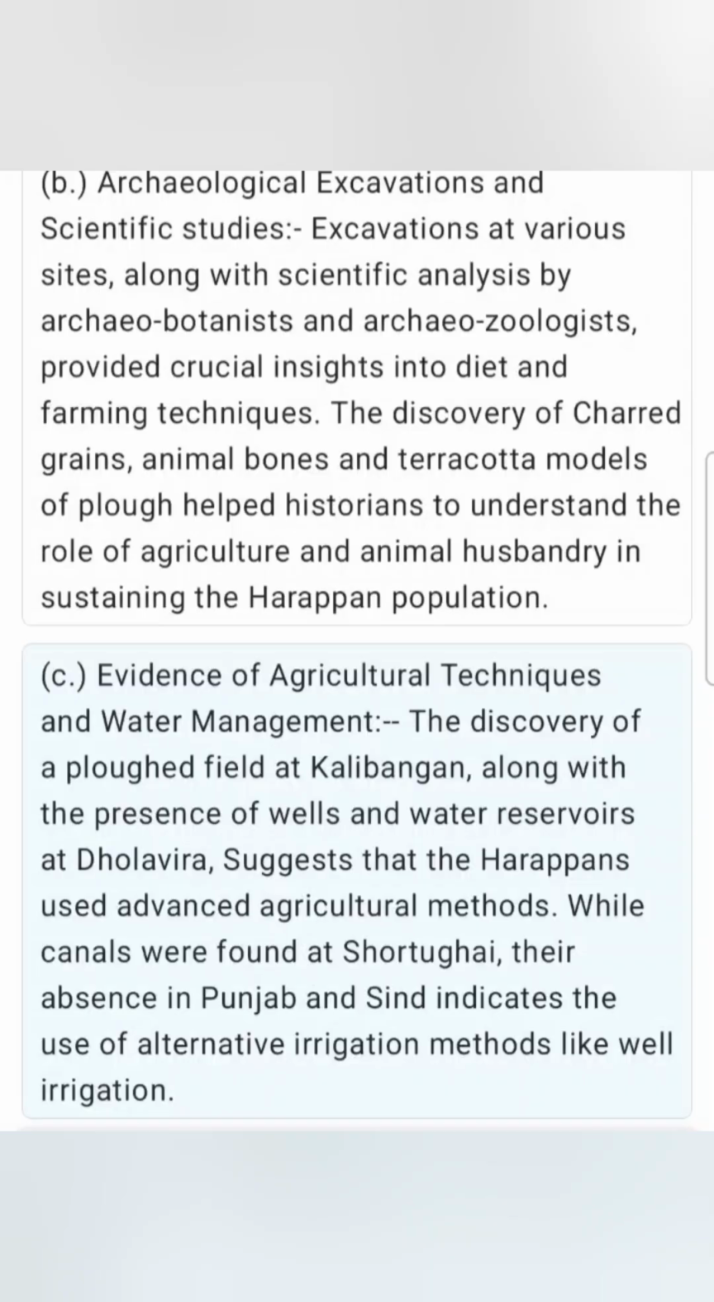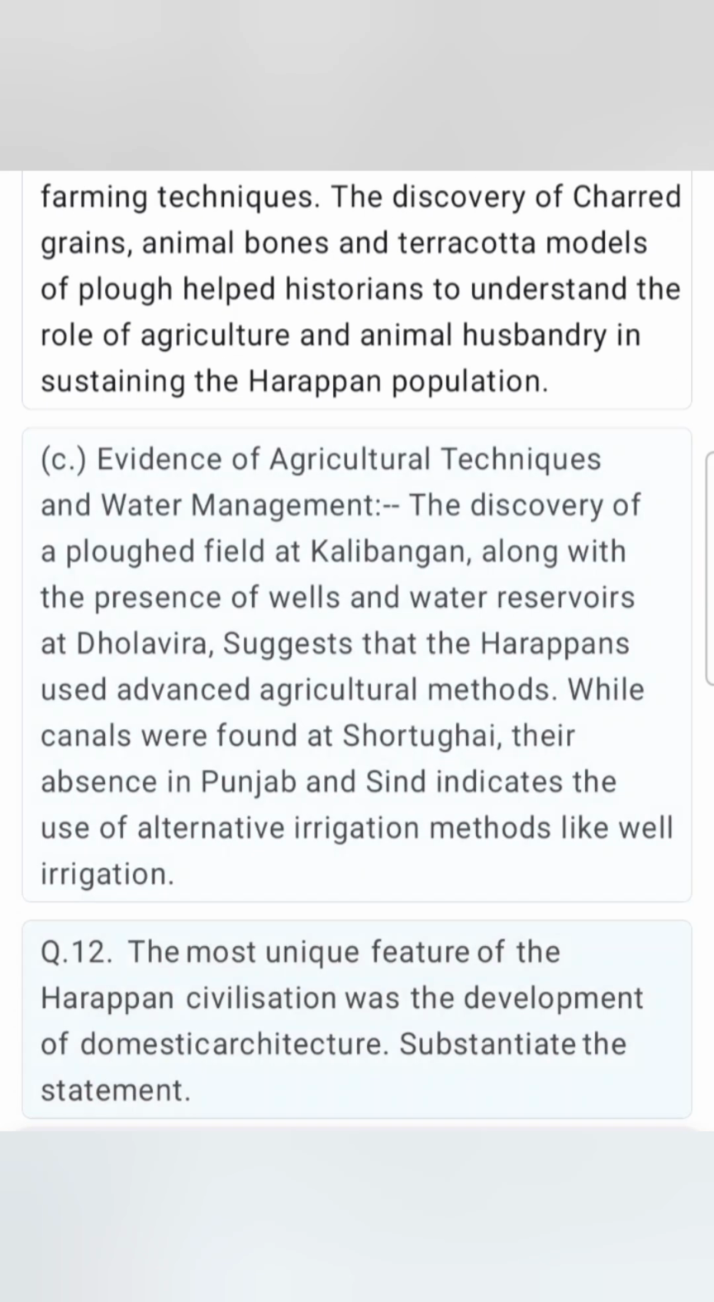C. Evidence of agricultural techniques and water management. The discovery of a ploughed field at Kalibangan, along with the presence of wells and water reservoirs at Dholavira, suggests that the Harappans used advanced agricultural methods. While canals were found at Shortughai, their absence in Punjab and Sindh indicates the use of alternative irrigation methods like well irrigation.